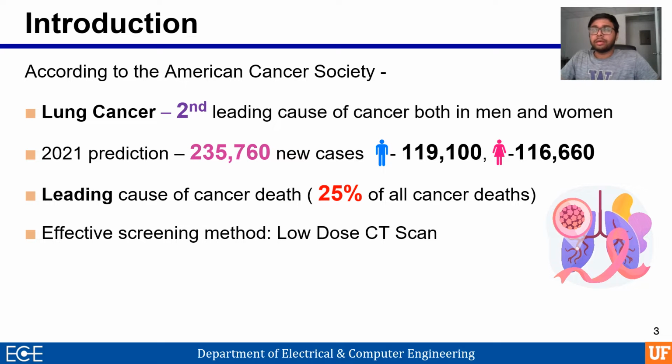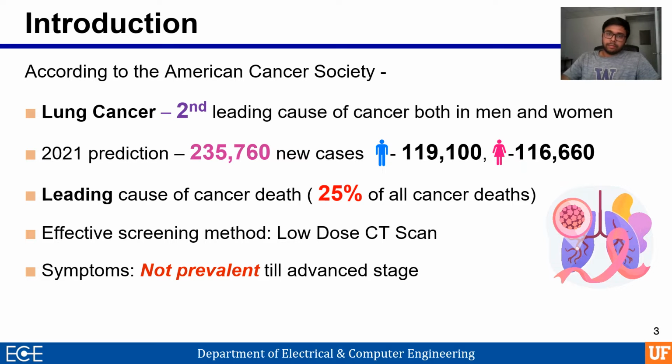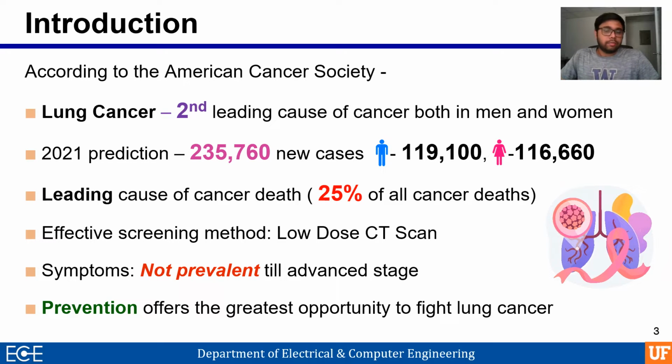Previously chest X-ray was used for the diagnosis, but now it has been found that low-dose CT scans have proved to be a much more effective screening method. In most cases, lung cancer is not prevalent until a certain stage comes. So it is always a better idea and recommended to keep screening, mostly for people who are older as well as those who are addicted to smoking. Prevention always offers the greatest opportunity to fight lung cancer. So whoever is a chain smoker or addicted to smoking, it is a better idea to quit smoking now.